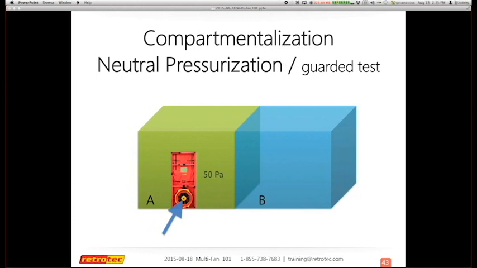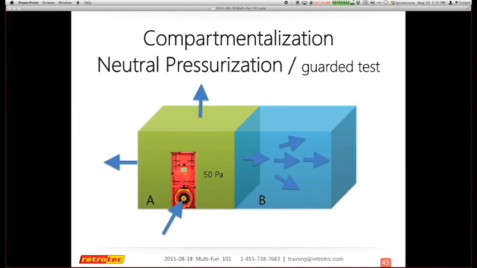I thought I'd try to visualize what neutral pressurization is. Some people call it a guarded test. We feel neutral pressurization is the term that really defines what we're doing. So I'm going to test the green unit, unit A, and some of the challenges that happen when I'm connected to another unit on its side. So I get my blower door going. I'm going to run it to 50 pascals, and I'm going to pressurize.